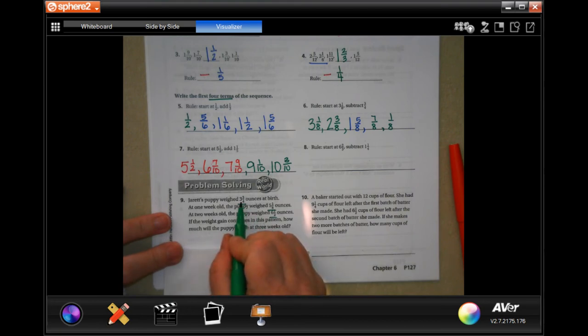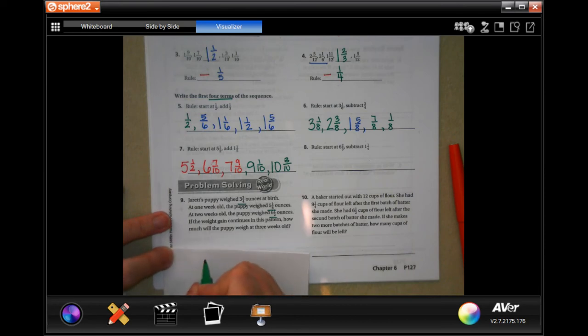So there's birth, 1 week, 2 weeks. So we need to find out how much the difference is and then add that to 6 1/2. Okay? So I'm going to do 6 1/2 and I'm going to take away the 5 1/8. And that way we'll know what the difference is. Then I'm going to take 6 1/2 and I'm going to add it to whatever our answer is. Okay? So common denominator is going to be 8.